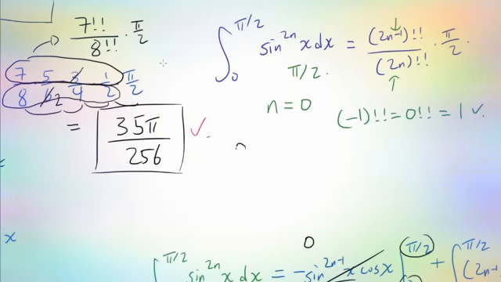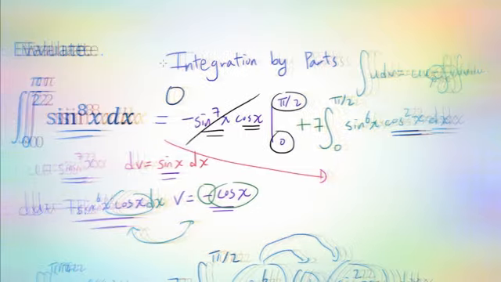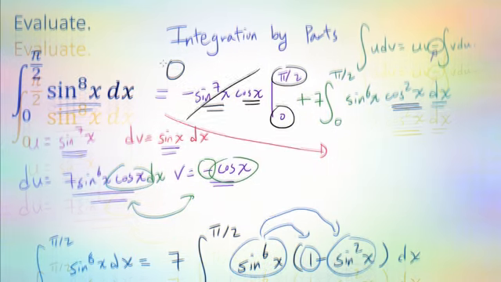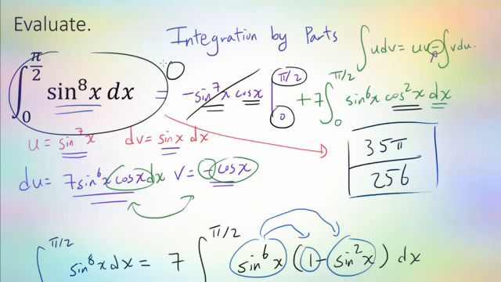So obviously we can now evaluate the integral from 0 to pi over 2 of sine of x to the 2018th power dx instantaneously. That's going to be 2017 double factorial over 2018 double factorial times pi over 2. Anyway, let's go back up and write our answer all the way back up. So we have shown that our integral is equal to 35 pi over 256, and we are done.